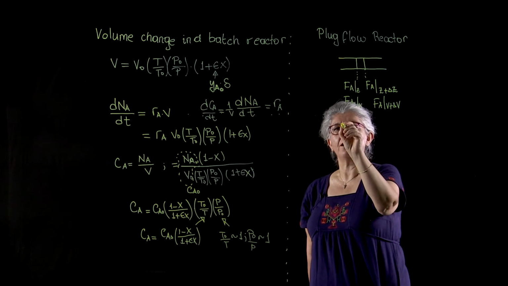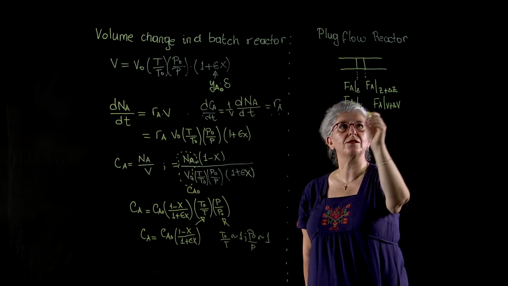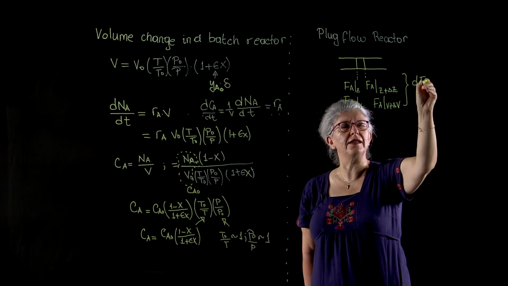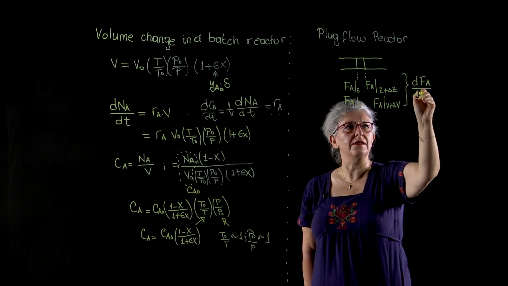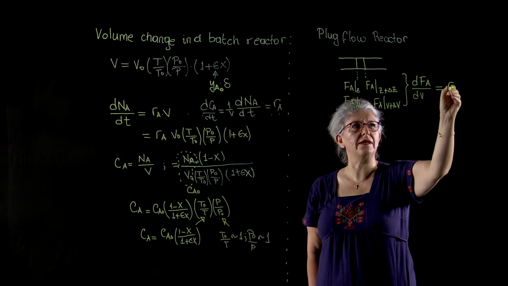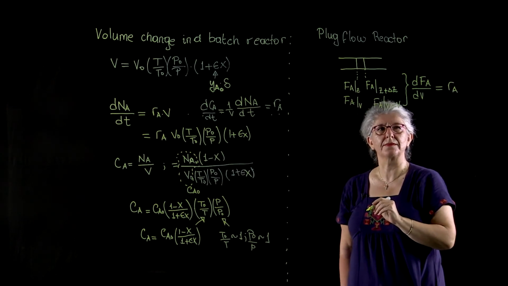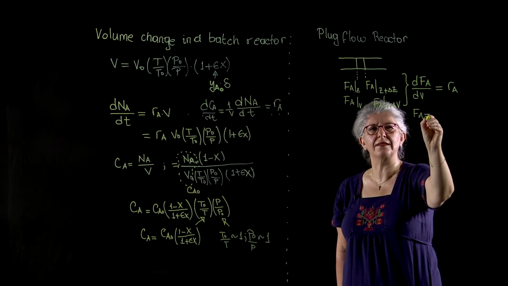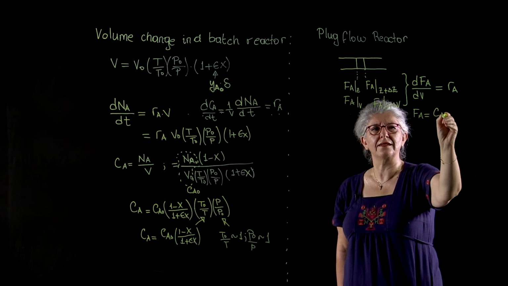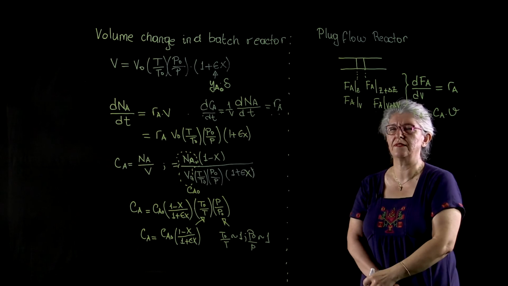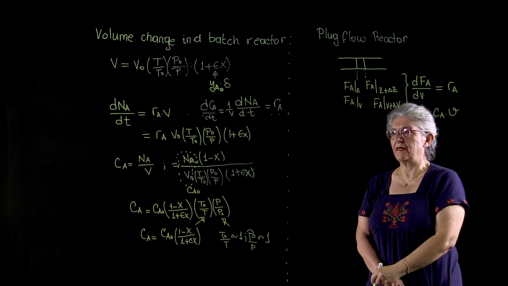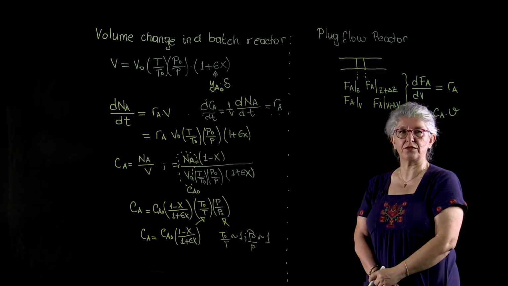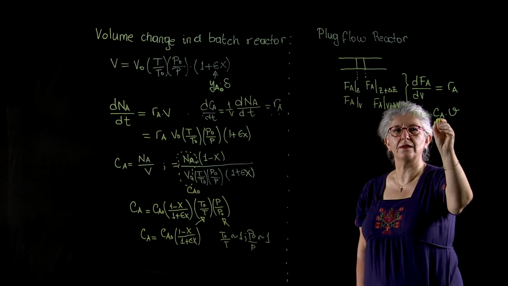So we are going to write our balance equation under steady-state conditions to obtain dFA over dV to be equal to R sub A. And here our Fa is Ca times volumetric flow rate. Now this volume change expression is going to enter into the picture both in here and in here.